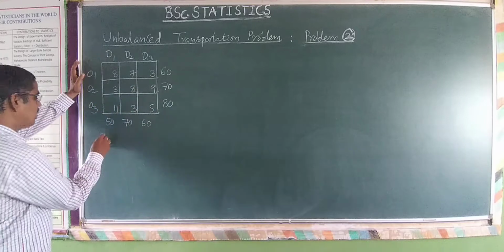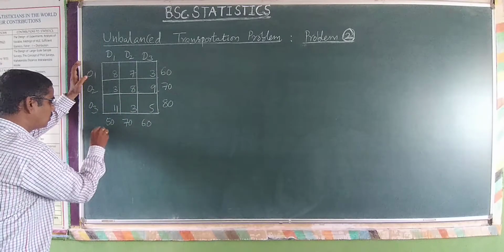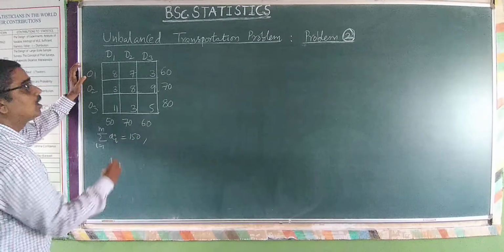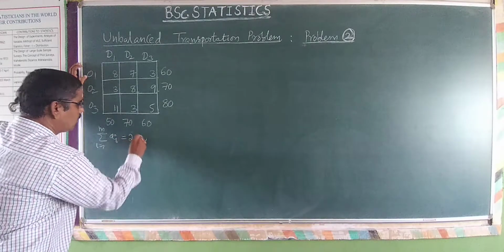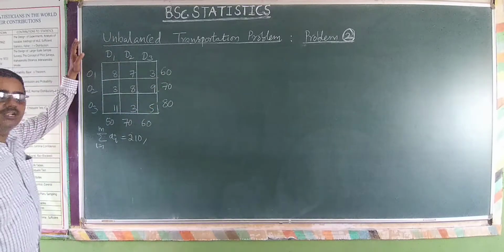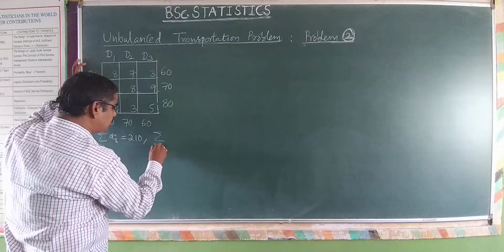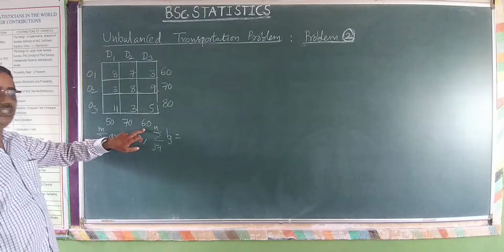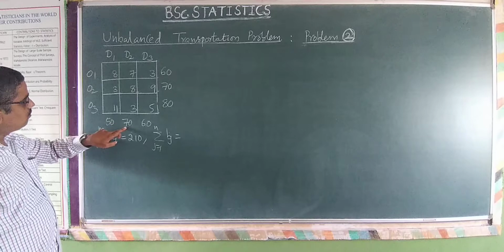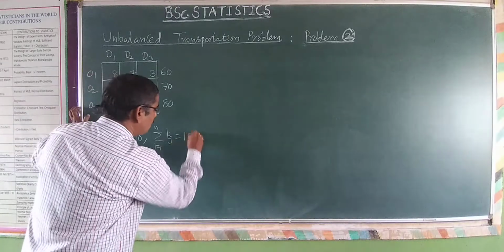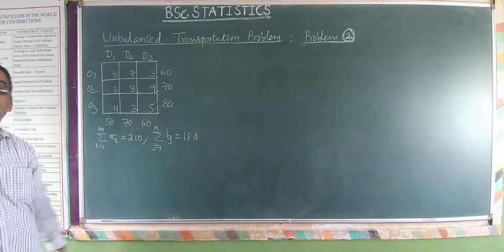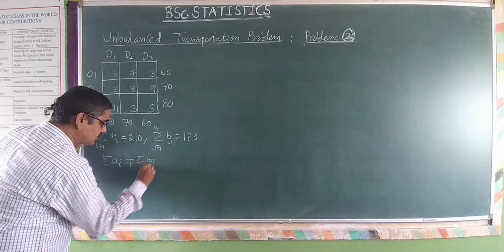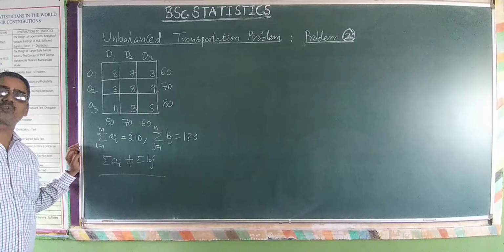210. So the sum of the availability, summation i equals 1 to m of Ai, is 210. And the sum of the requirements, summation j equals 1 to n of Bj, is 50, 70 and 60. So 120, 180. It is 180. Therefore they are not equal. So summation Ai is not equal to summation Bj, hence it is an unbalanced transportation problem.